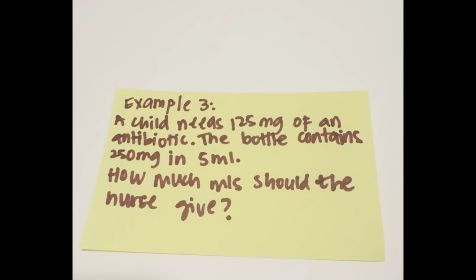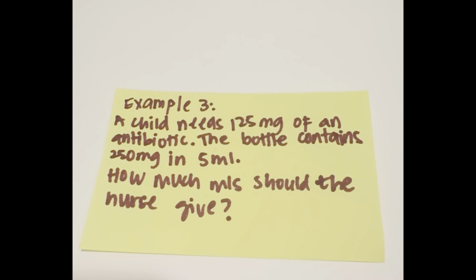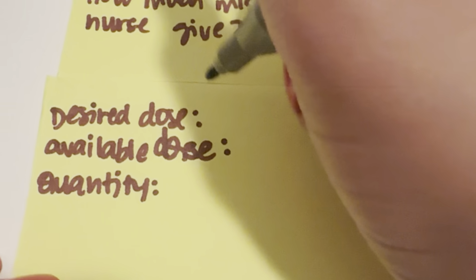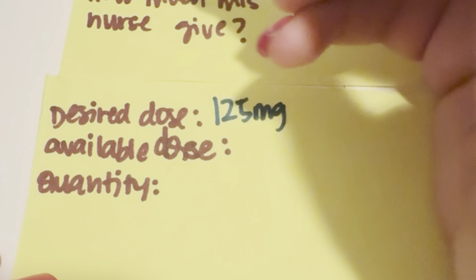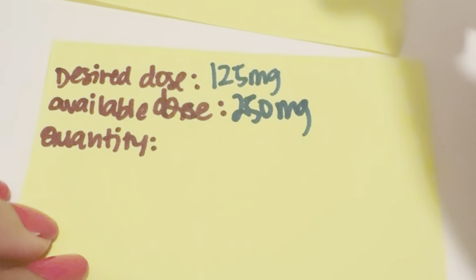Okay, this is a pediatric case. A child needs 125 milligrams of an antibiotic. The bottle contains 250 milligrams in 5 mLs. So how many mLs should the nurse give to the patient? All right, the child needs 125 milligrams, that's your desired dose. Available dose comes in 250 milligrams, and your quantity will be mLs because it's a liquid, so we write 5 mLs.